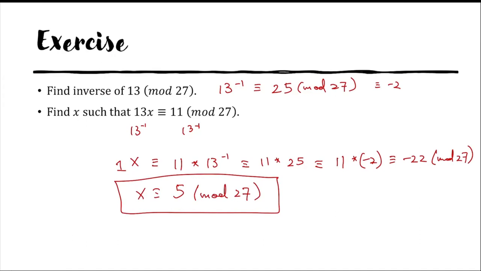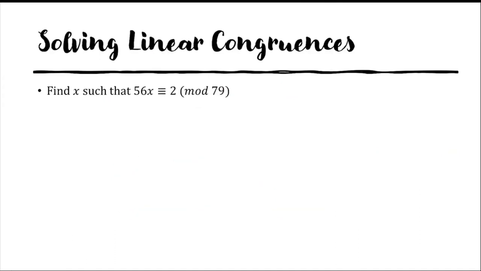So with this example here, you should be able to solve the question we had earlier. Right, so this is the question we had earlier. If we want to solve 56x congruent to 2 mod 79, again, you will find the inverse of 56 mod 79, and then multiply it to both sides. So try to do this one on your own.